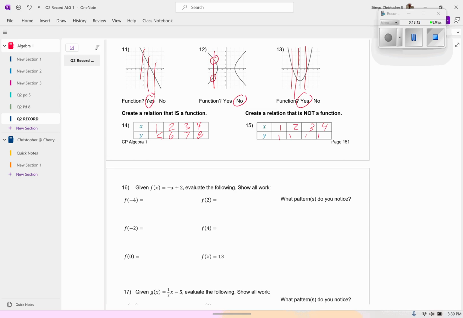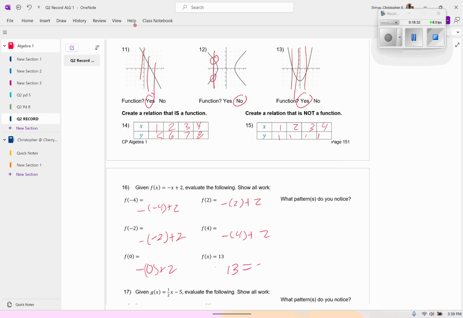All right, we're going to take negative 4, plug it in. So I'm going to get negative 4 plus 2, negative 2 plus 2, negative 0 plus 2, and we're going to solve it.